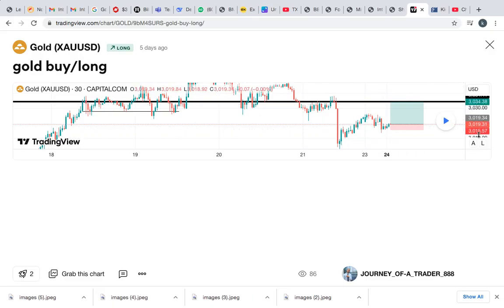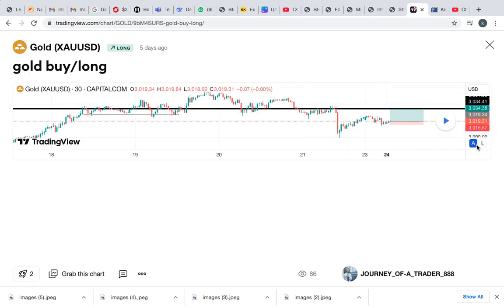I don't know how to edit this, how I can enlarge it or fit it to the screen. Can't really do much to this.